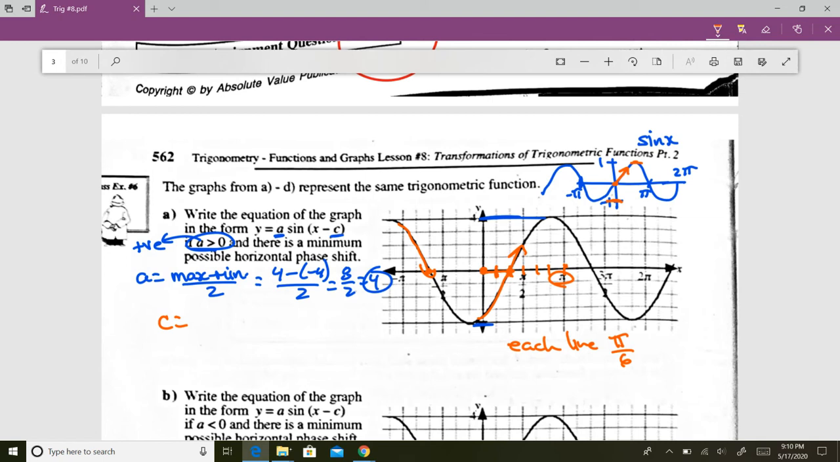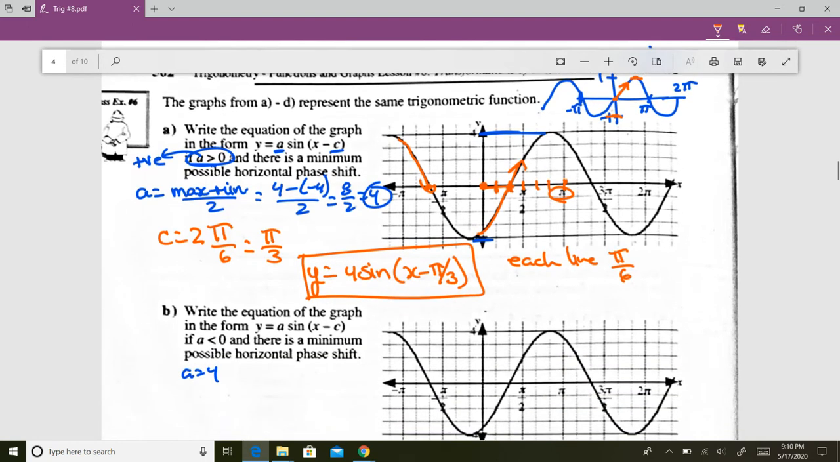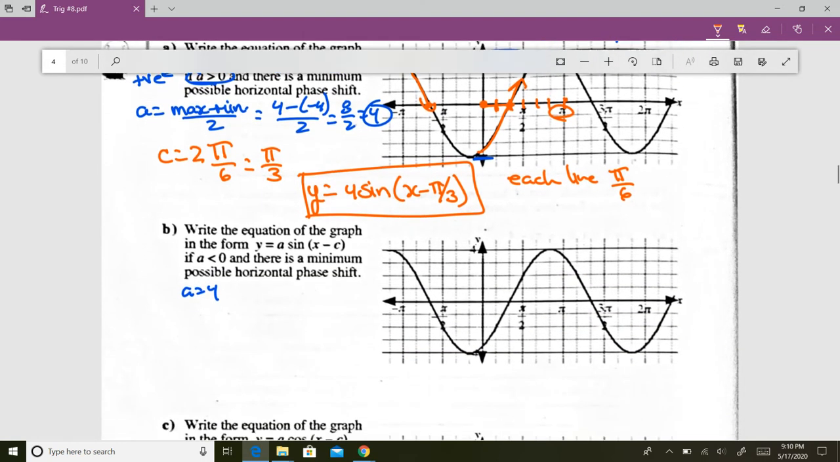1, 2 to get to the graph. 2 times pi over 6. What's 2 divided by 6? 3. That is our C value. The equation of this graph is y is equal to, remember our A value is positive, 4 sine x minus pi over 3. That is the equation of that graph.